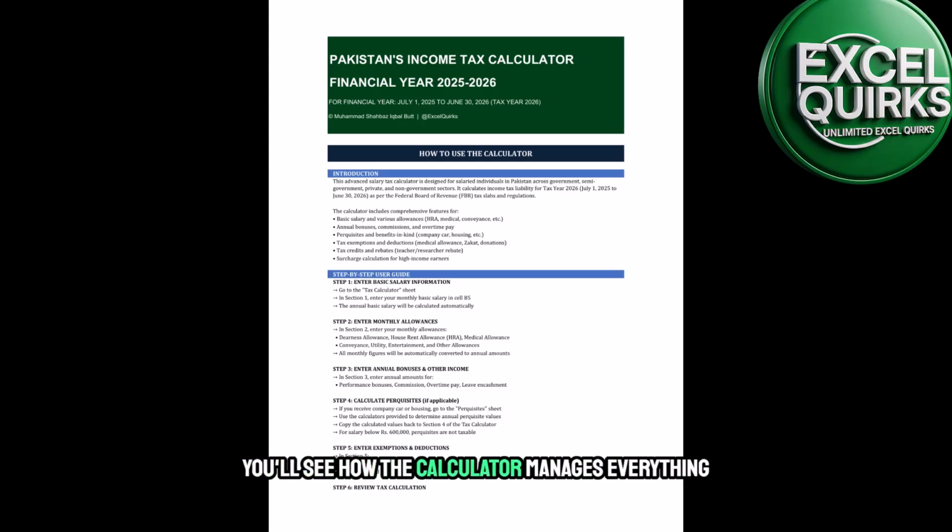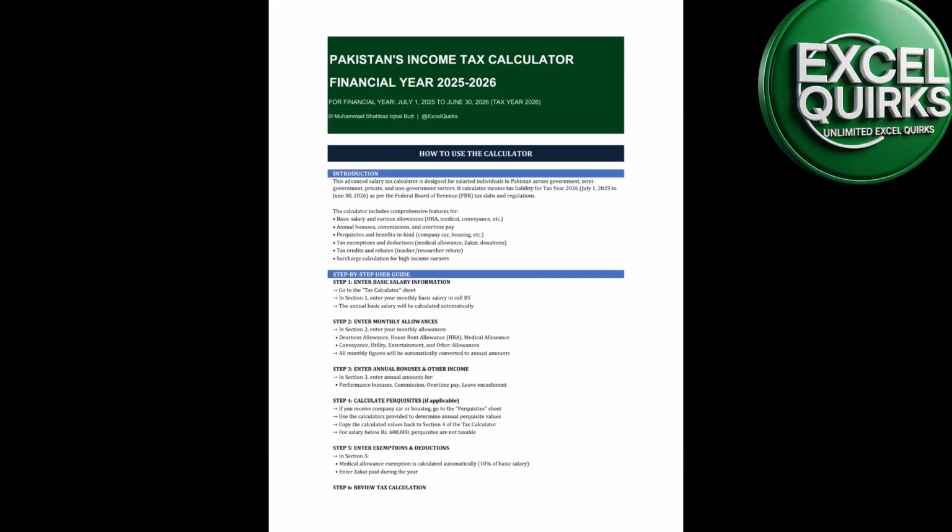As we walk through the user guide, you'll see how the calculator manages everything from basic salary and monthly allowances to more complex items like performance bonuses, company perquisites, and statutory exemptions. To get started, users simply need to head to the tax calculator sheet and begin entering their monthly basic salary. The system will then automatically project annual figures and guide you through the subsequent steps of data entry.